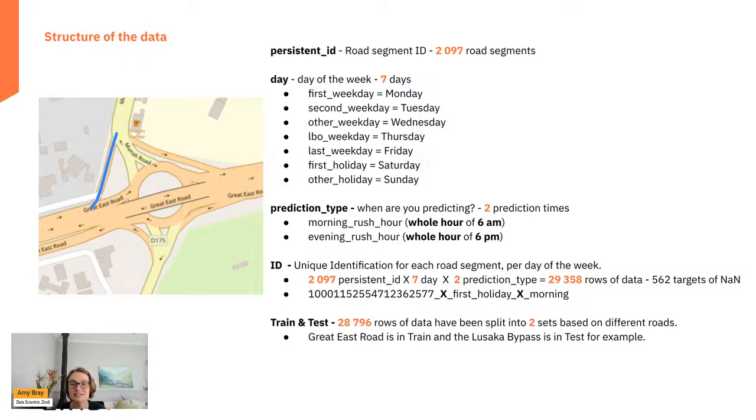And this is an example of what your ID looks like. So a persistent ID or your road segment ID is this really long digits. So it's 1,001 something something. The first holiday, and if we go up to look at the day, first holiday is Saturday, and the morning rush hour. So that would be data for one type of prediction you're doing.